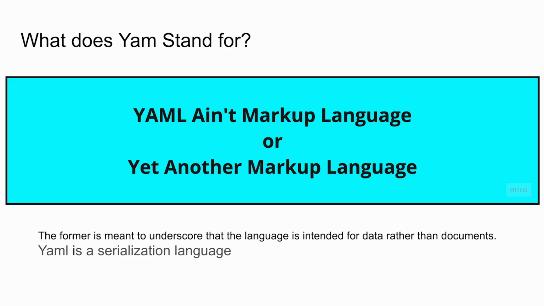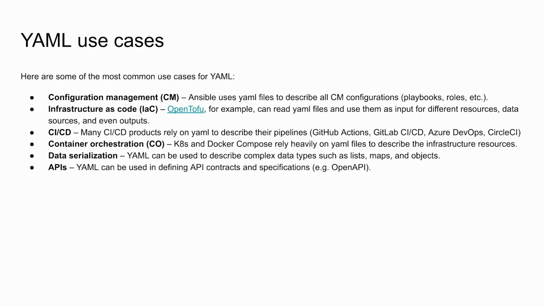When YAML was introduced, YAML could stand for yet another markup language. It means another markup language. But as time passed, it changed to YAML ain't markup language, which means it's more than a markup language. YAML is a serialization language. As you watched in the previous video, we talked about serialization language, and it means a language to exchange data between two different programs.